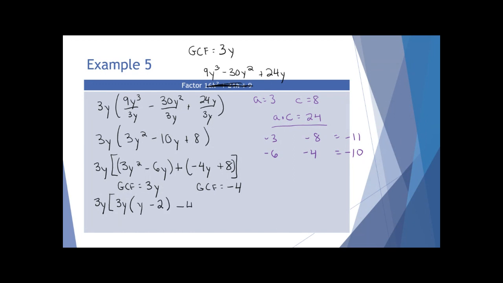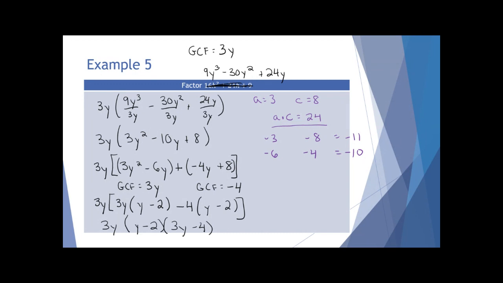Then I'm going to have my -4 from the greatest common factor. And then I'm going to divide, and that also gives me a y minus 2, because 8 divided by -4 is -2. So now I have 3y, then in parentheses, y minus 2, and then from the greatest common factors, 3y minus 4.